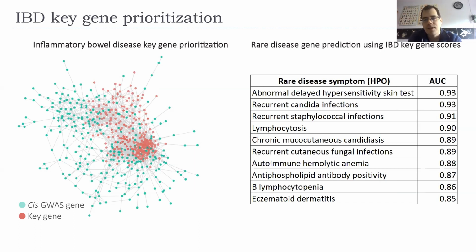And here we see that these IBD genes are actually very well able to predict rare disease genes where people are susceptible to candida infections or hypersensitivity of the skin and all kinds of other infectious and immune rare disease phenotypes.